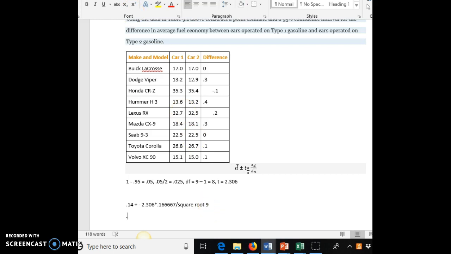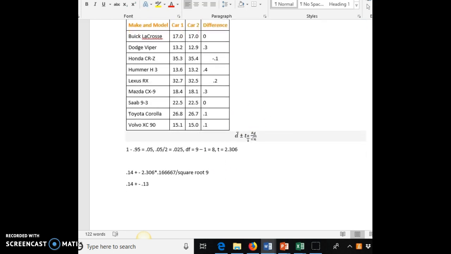And I'll go ahead and round that to 2 decimal places: 0.14 plus and minus 0.13. So let me scroll down just a little bit. 0.14 minus 0.13 is going to give us 0.01, and 0.14 plus 0.13 is going to give us 0.27. All right, so let's make our confidence statement. We are 95% confident the true difference in gas mileage is between 0.01 and 0.27 miles to the gallon. All right, and there we've got it.